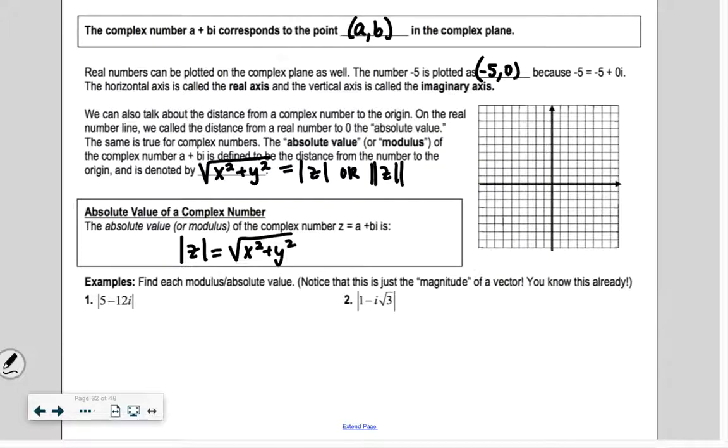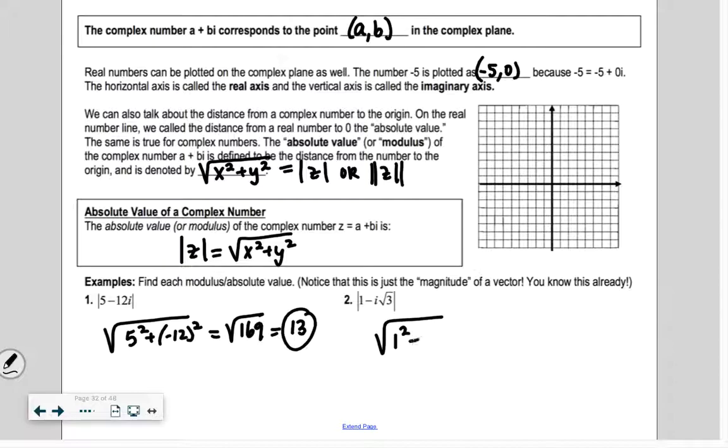Find each modulus or absolute value. Notice this is just the magnitude of a vector, so we know this. We do the square root of 5 squared plus -12 squared, and you can find that you get the square root of 169, which is 13. Easy? All right. For the next one, we have 1 squared plus (-√3) squared. So I get 1 plus 3, which is 4. The square root of 4 is 2.